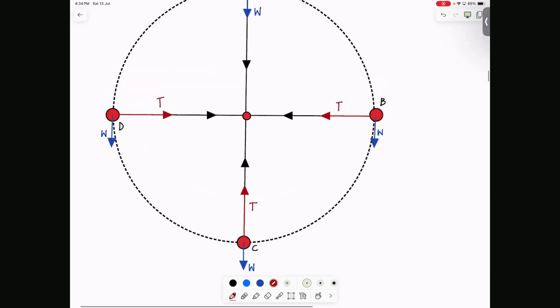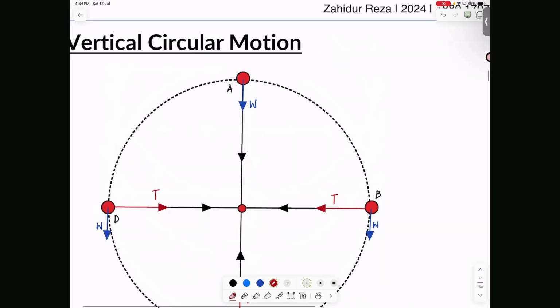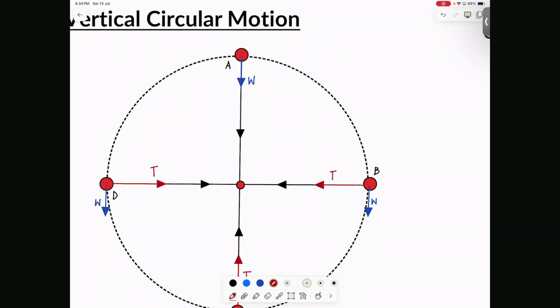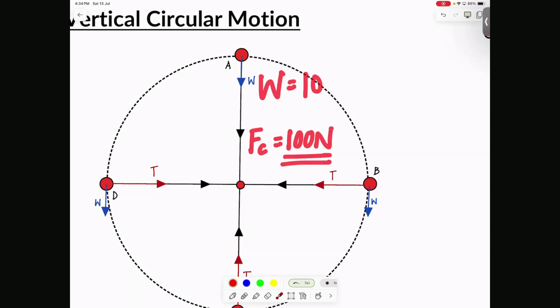And finally, at the top, who's acting towards the center? Weight. And what is needed to act towards the center? Centripetal force, right? But here's the problem. I'll explain what the problem is. Let's say my centripetal force requirement is 100 Newton. The object, in order to go in circular motion, needs a force acting towards the center of how much? 100 Newton. What if your weight is 10 Newton?